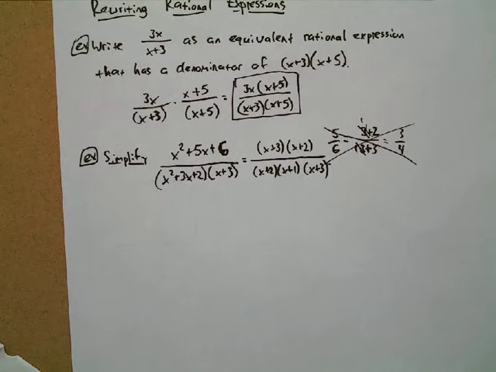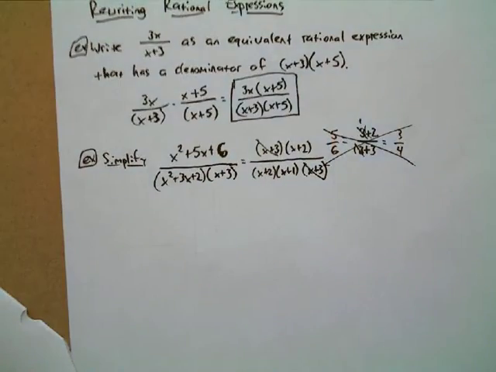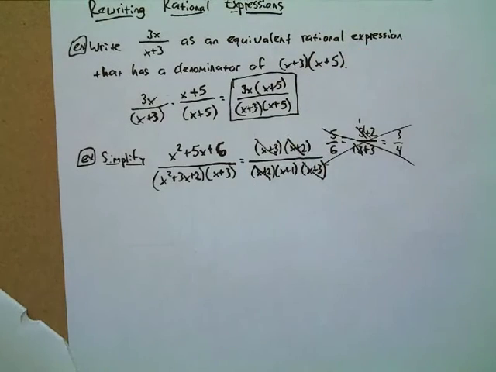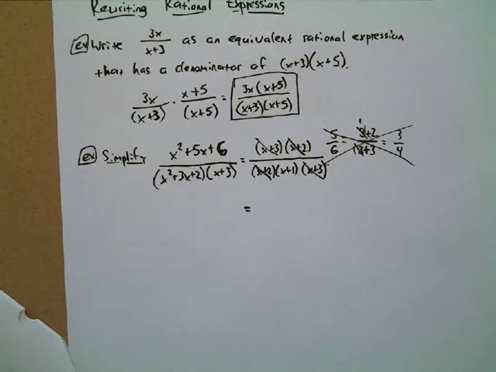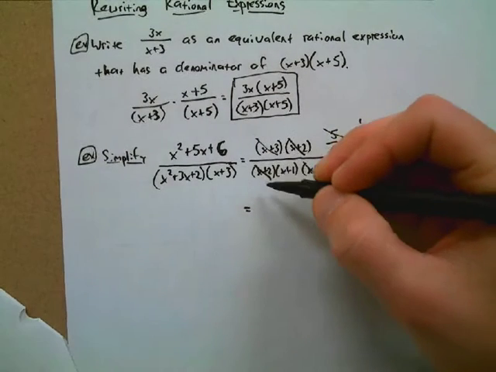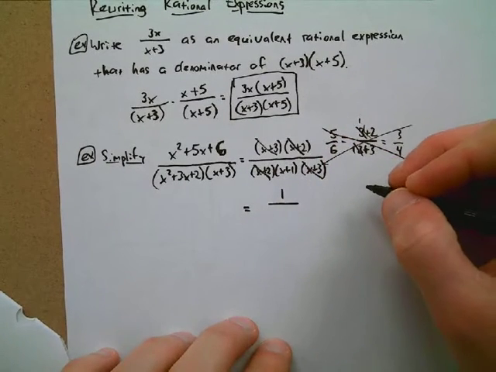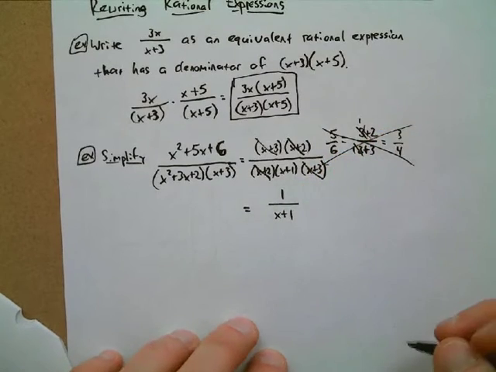Now, do we see anything to cancel out? The x plus 3's, aha. We have this whole quantity x plus 3 that will cancel out with this whole quantity x plus 3, and the x plus 2's cancel. So the entire numerator canceled out. What's left in the numerator? Not 0, but 1. Because when we cancel, we're actually dividing. When you divide something by itself, a 1 is left over. So we have a 1 in the numerator still. And what's left over in our denominator? x plus 1.